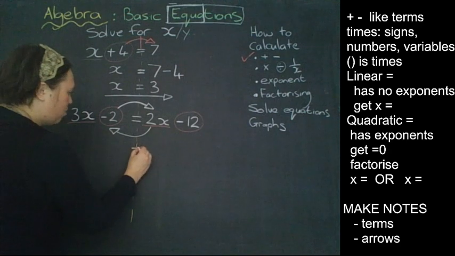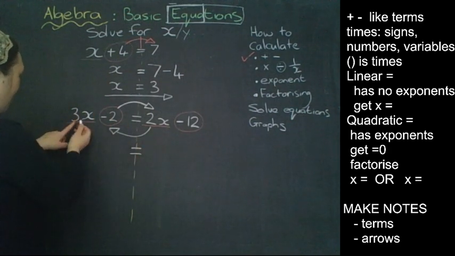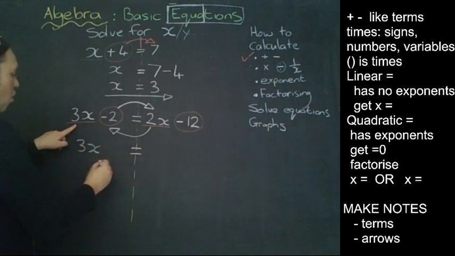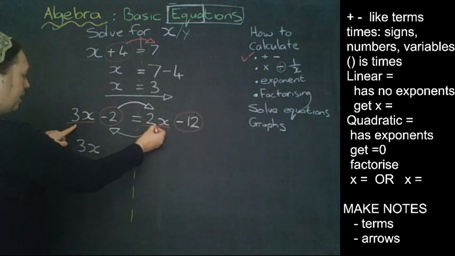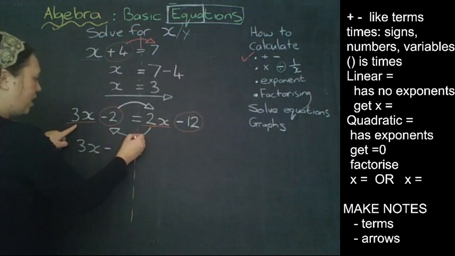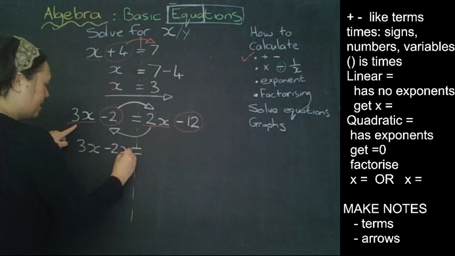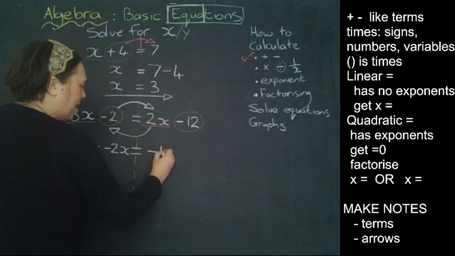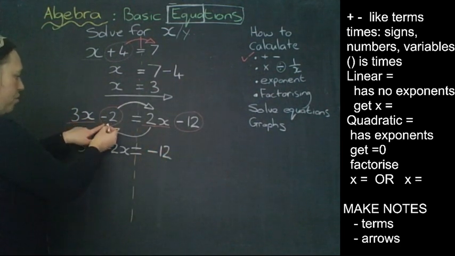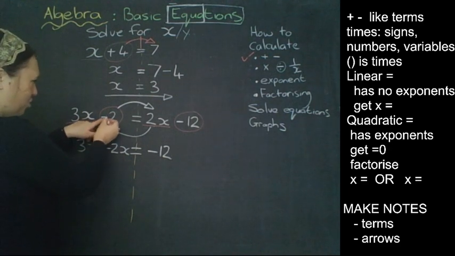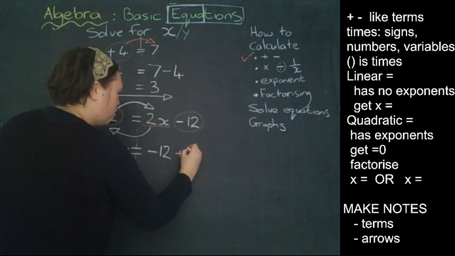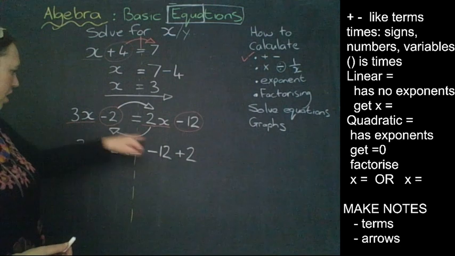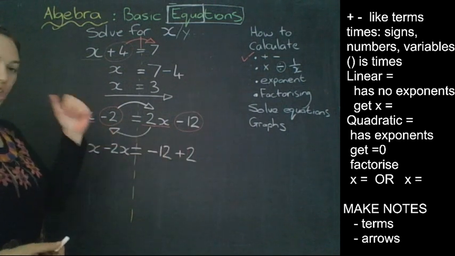So I'm going to write my equals. What do I have? I have a 3x. What am I moving? When I move it, I change the sign: minus 2x. Okay, let's look at the other ones. Here, what do I have? Minus 12. What do I move? Negative 2, so it changes to a plus 2. So now we've got that, that, that and that, signs changed, sharp.